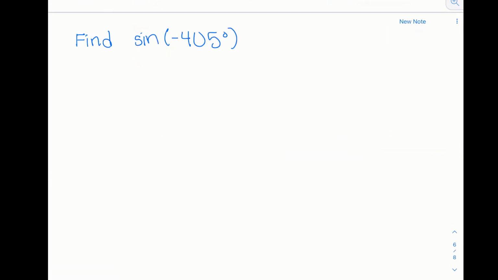Let's say you need to find the sine of negative 405 degrees. First thing to do, we want to find reference angles, and I'll talk about that as I go through this problem. But first, let's look at coterminal angles. In this case, I want to get an angle that's between 0 degrees and 360 degrees.